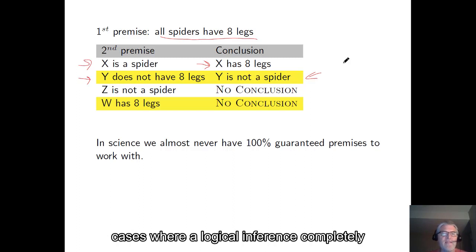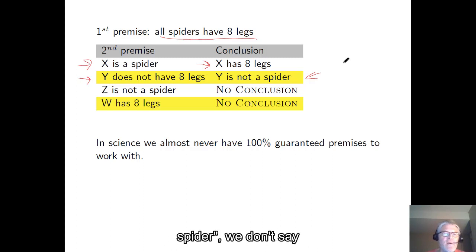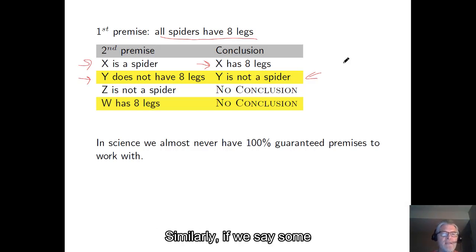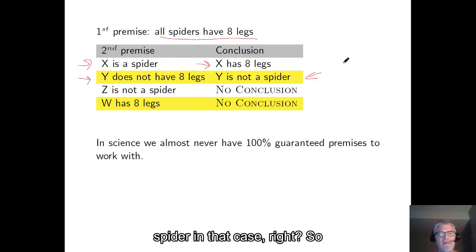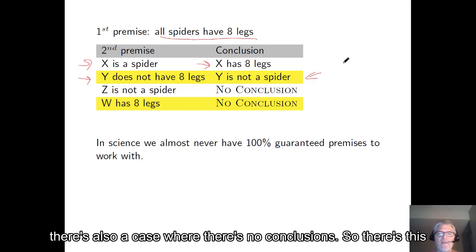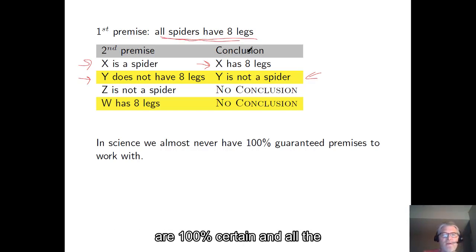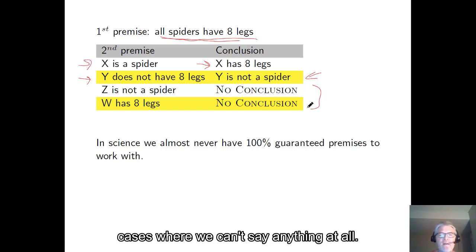But there are many cases where logical inference completely fails to give you a conclusion. If you say Z is not a spider, we don't say it might have 8 legs or anything like that. We just say there's no conclusion you can make at all. Similarly, if we say some organism has 8 legs, we don't know it's a spider, so there's also no conclusion. So there's this realm of logical inference where all the premises are 100% certain and all the conclusions are 100% certain, and there's a lot of cases where we can't say anything at all.